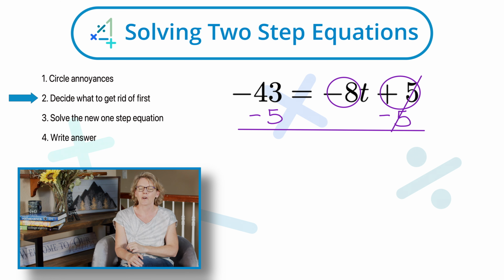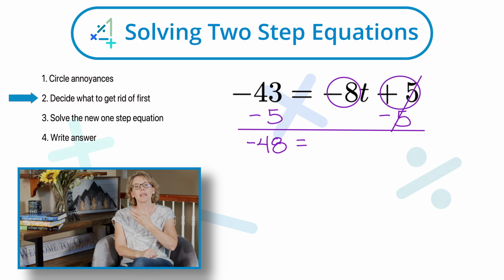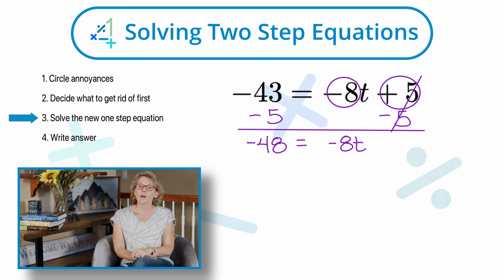Slash 5 minus 5 because it equals 0. On the other side, we have negative 43 minus 5, which equals negative 48. So we have negative 48 equals negative 8t, a beautiful one-step equation. Step 3, we'll undo that negative 8 by dividing by negative 8 on both sides.